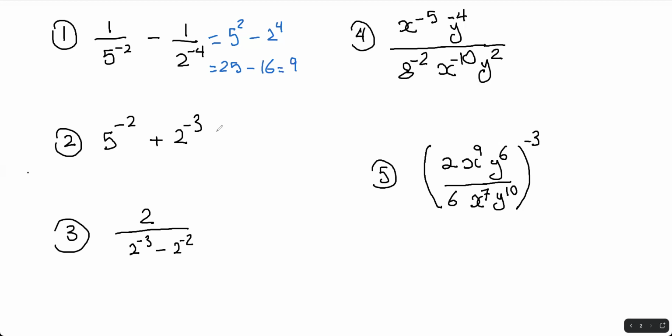This here, you flip, you make the exponent positive. So this will be 1 over 5 squared plus 1 over 2 cubed, which equals 1 over 25 plus 1 over 8. The common denominator between 25 and 8, don't multiply the 25 and 8 to find the common denominator here.